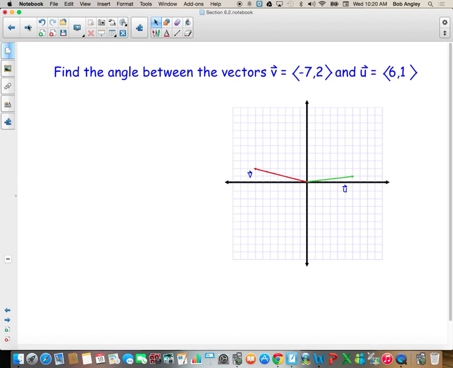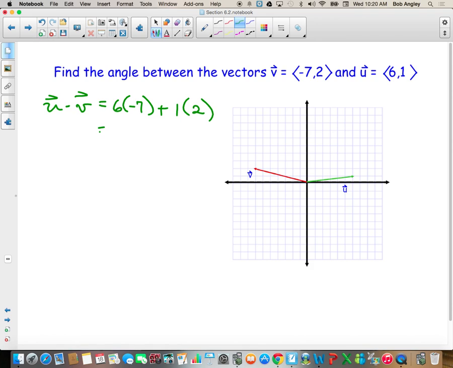All right, now look at this one. First of all, when you look at this problem, I think you can just see the angle is going to be bigger than 90. There's going to be something that happens in the formula when the angle's bigger than 90, and I want to see if you can pick it out. Now let's just do the work. We're going to find u dot v: 6 times -7 plus 1 times 2, and so that's going to be -42 plus 2, which will be -40.